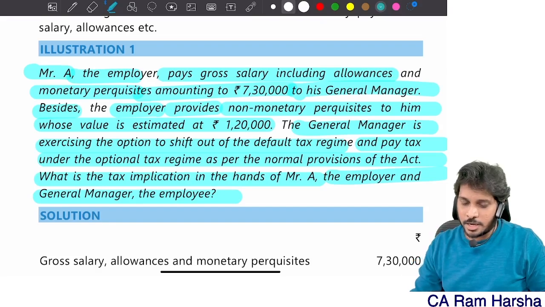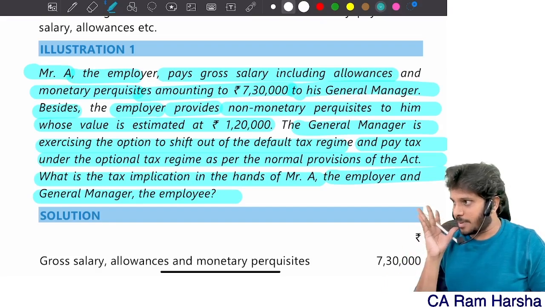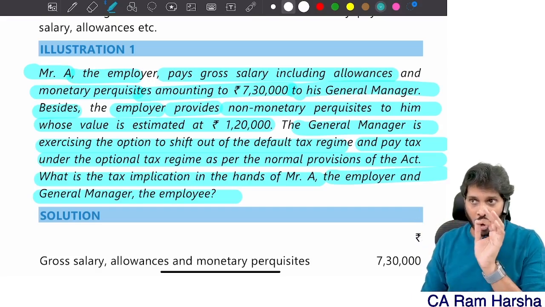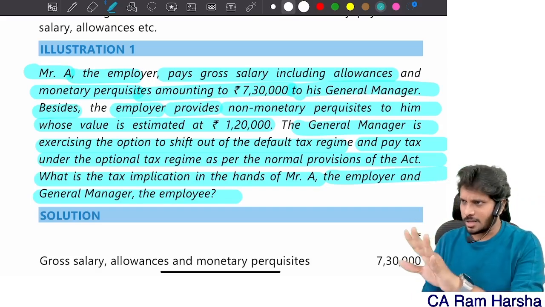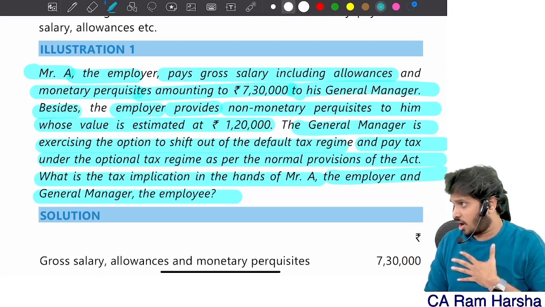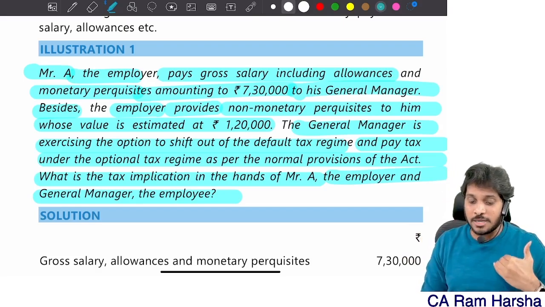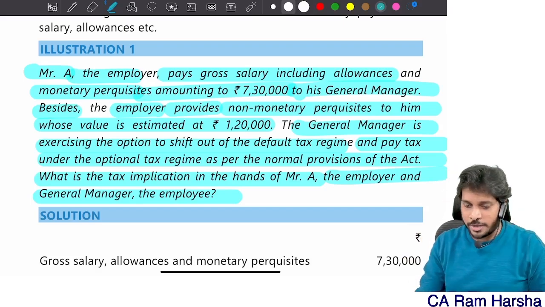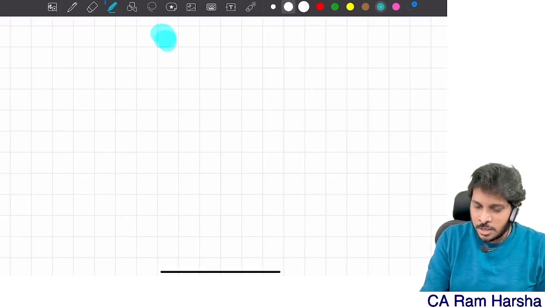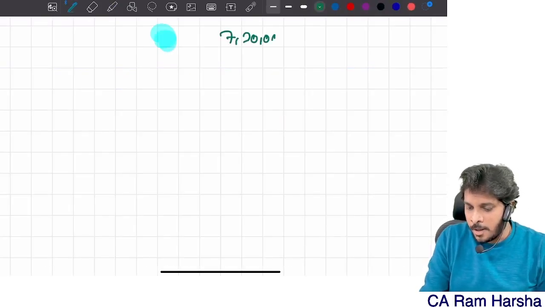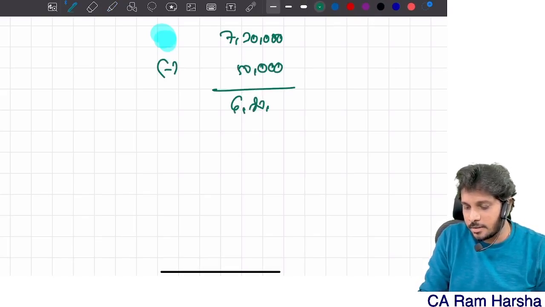Generally, the employer provides non-monetary perquisite, right? Whenever companies provide non-monetary perquisite, the tax responsibility on that is also taken care of by them. Whenever the employer is providing non-monetary perquisite, the tax responsibility will be taken care of by the employer. Now you see, gross salary including elements is how much? 7,30,000. Yes or no? 7,30,000 minus standard deduction 50,000. What is the net salary?